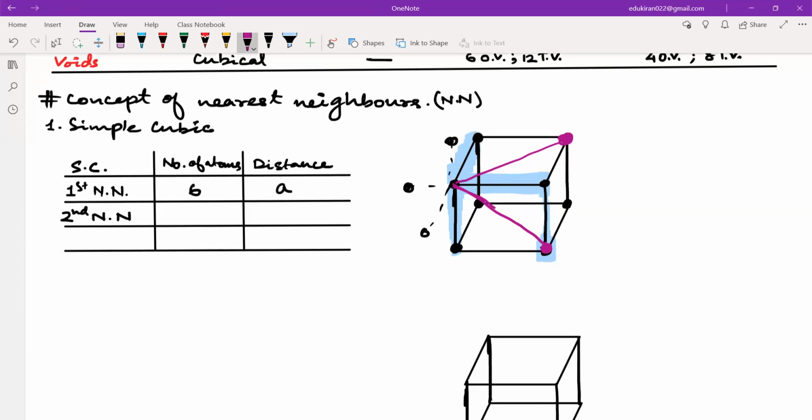Now, moving on. So this will be what? First of all, the distance will be how much? We know that the distance will be A root 2. The distance is going to be A root 2. Now, how many of such atoms will be present? Can somebody make a guess? How many such atoms will be present?